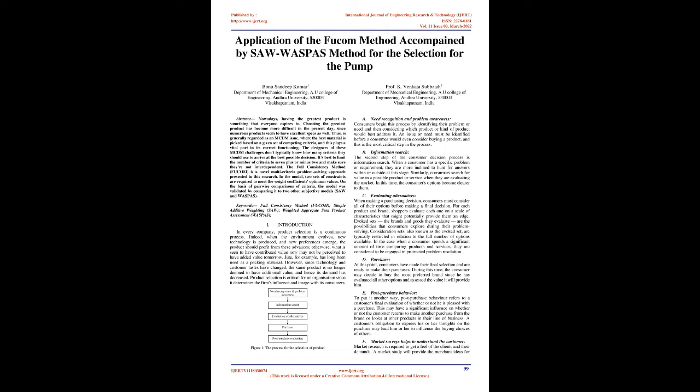Jute, for example, has long been used as a packing material. However, since technology and customer tastes have changed, the same product is no longer deemed to have additional value, and hence its demand has decreased. Product selection is critical for an organization since it determines the firm's influence and image with its consumers.